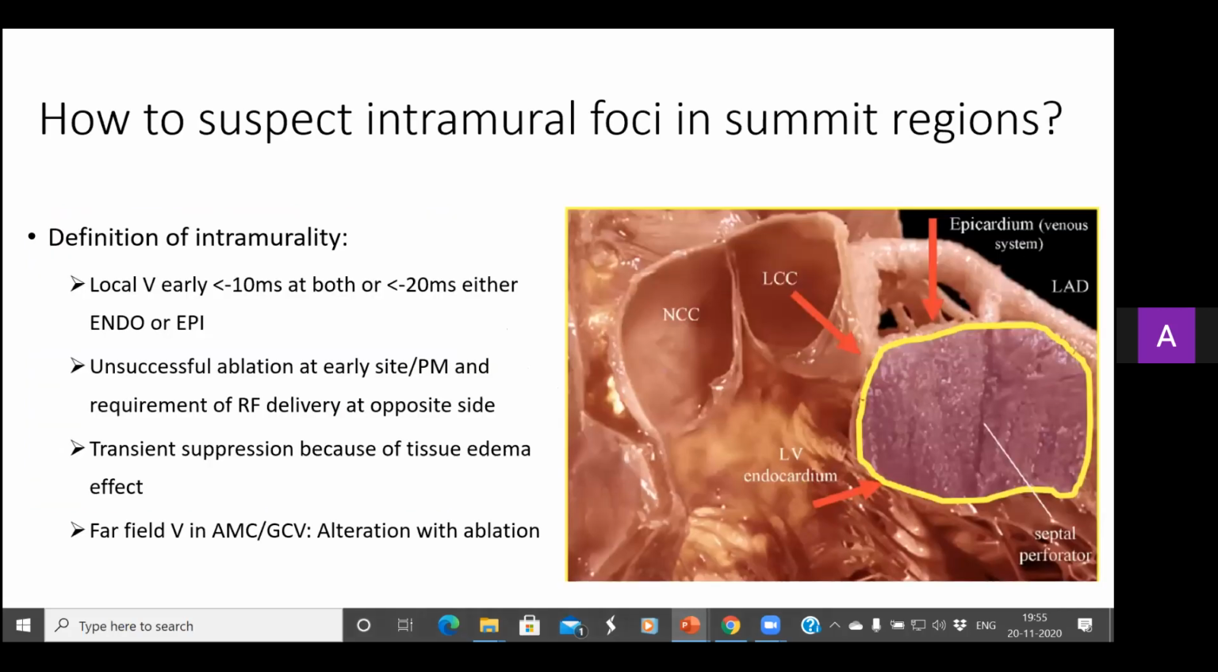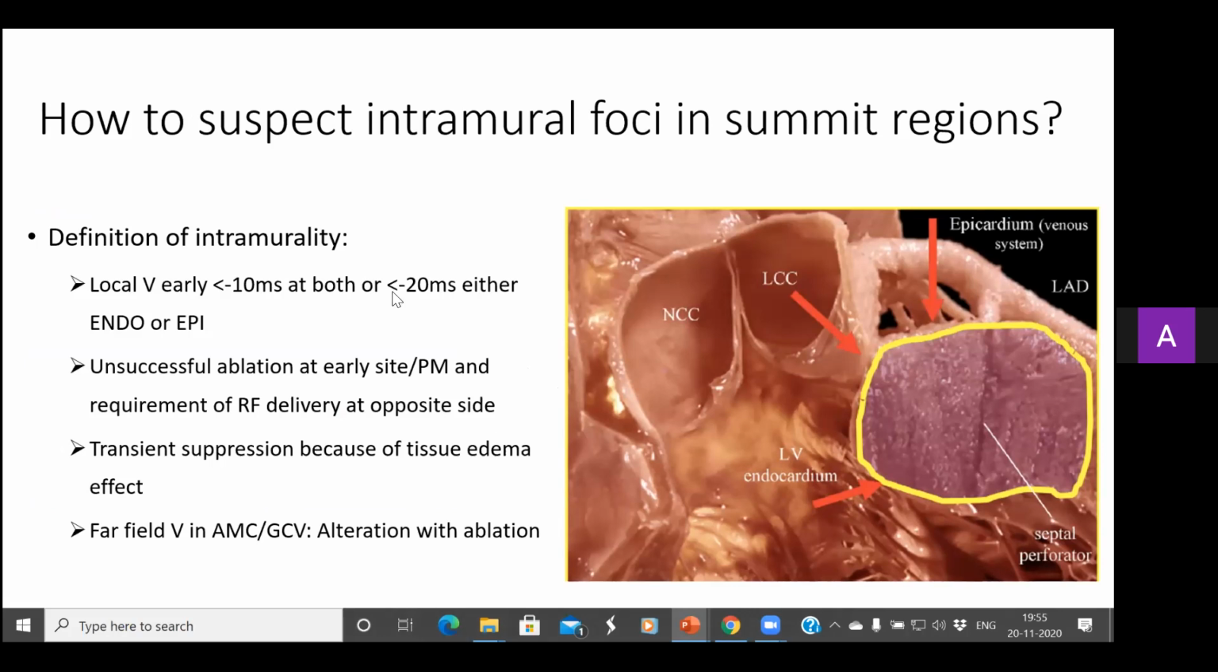So intramural foci are highly likely in the summit region, based on the activation mapping findings and response to ablation that we discussed earlier. Catheter ablation of these intramural foci remains challenging, and information regarding how to predict the presence of these intramural foci and the best techniques to deal with these VTs is also limited.